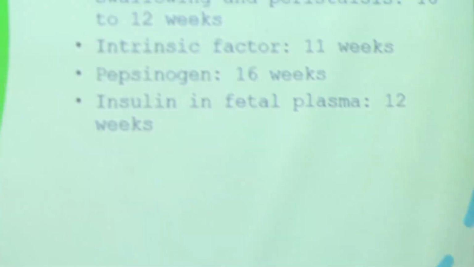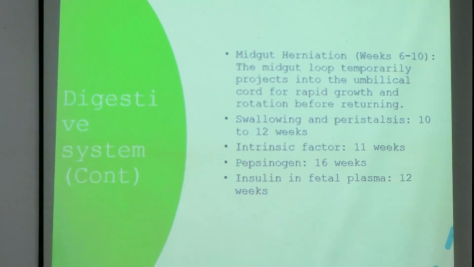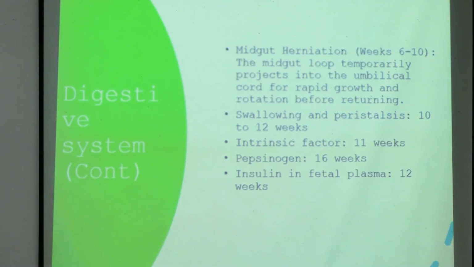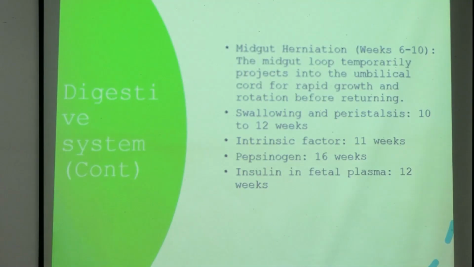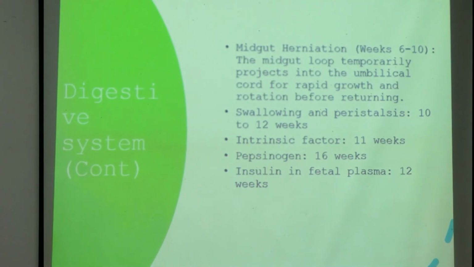Swallowing and peristalsis start at 10 to 12 weeks. Intrinsic factor, responsible for absorption of vitamin B12, starts to develop at 11 weeks. Pepsinogen is present in the fetal circulation at 16 weeks, and insulin is present at 12 weeks.